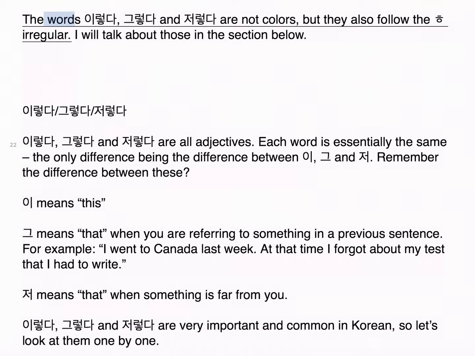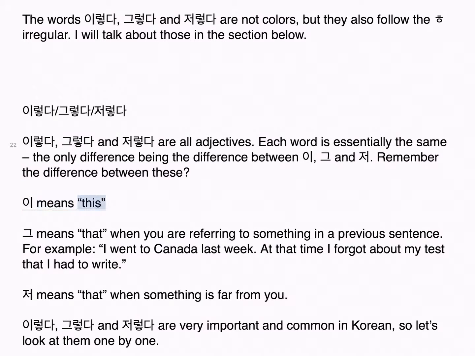The words 이렇다, 그렇다, and 저렇다 are not colors, but they also follow the 히읗 irregular. I will talk about those in the section below. 이렇다, 그렇다, and 저렇다 are all adjectives. Each word is essentially the same, the only difference being the difference between 이, 그, and 저. Remember the difference between these?